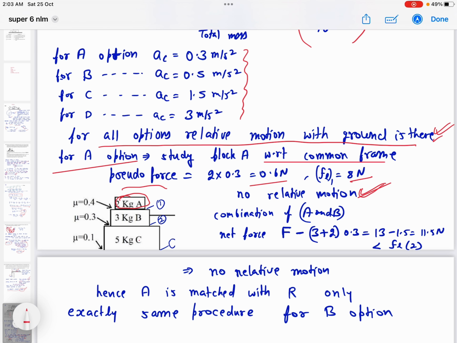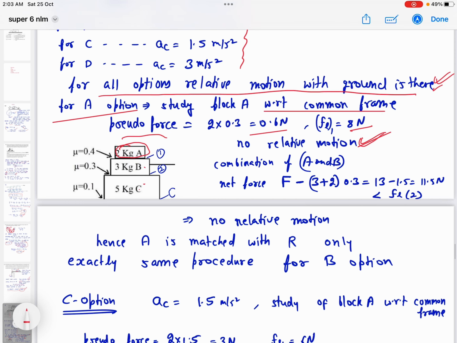Now here I cannot surely say that there is no relative motion. I need to check whether there is a relative motion between B and C. If there is a relative motion between B and C, then we'll get a new value of common acceleration of A and B, and then again we need to come back to block A, to check whether relative motion is there or not. Whatever I am saying, I have written also. I will explain.